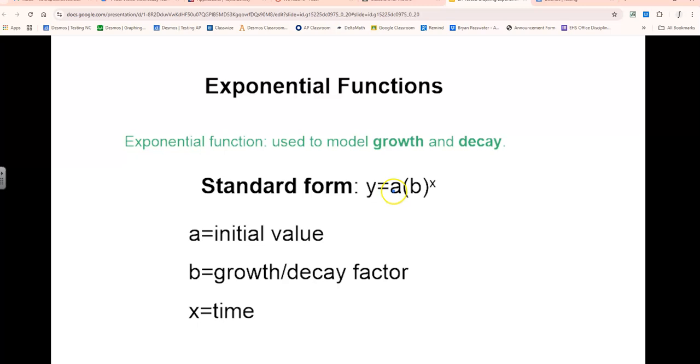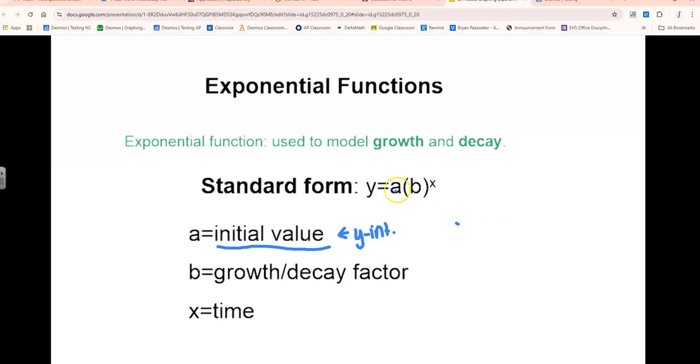But it's going to be y equals a times b to the x power. A is your initial value, okay? That means that initial value is going to be what your y value is whenever x equals 0, right? It is also going to be the y-intercept on the graph.